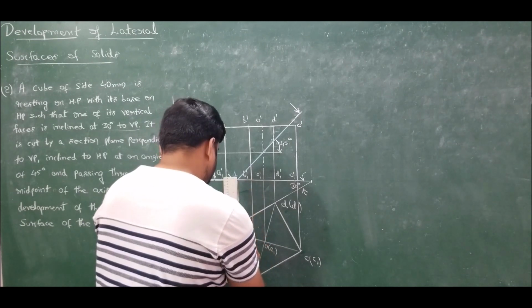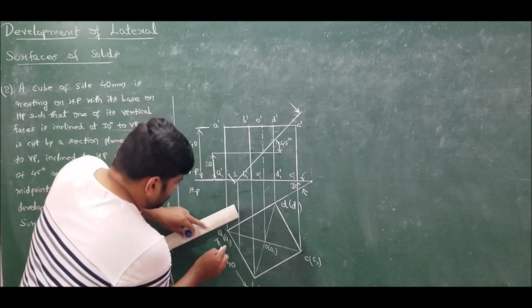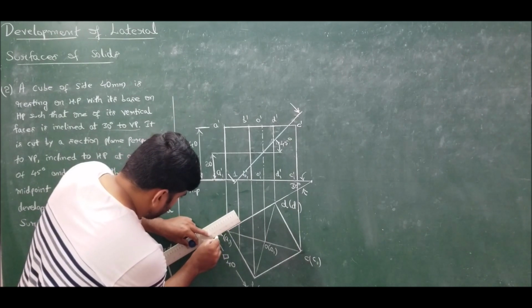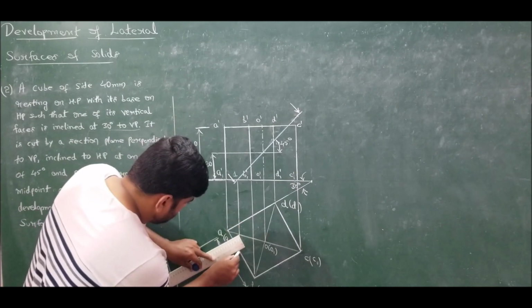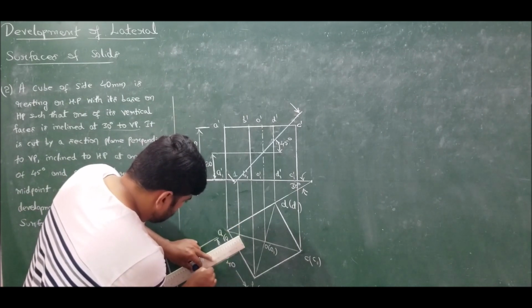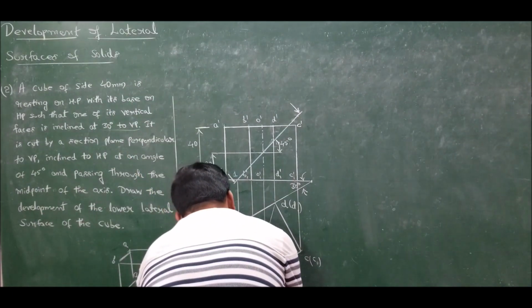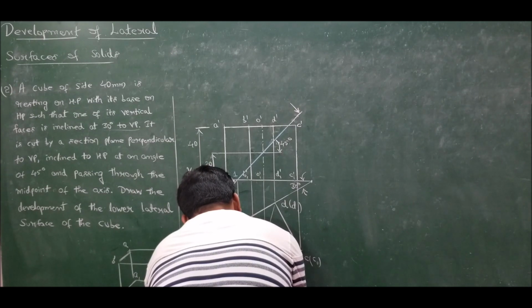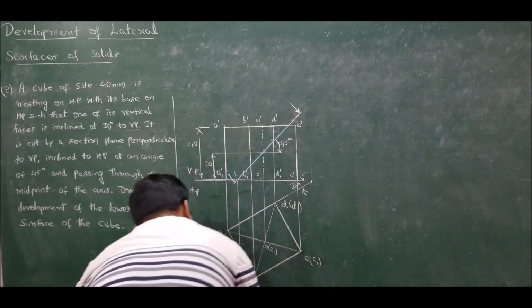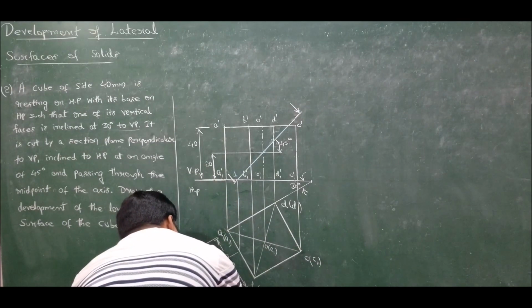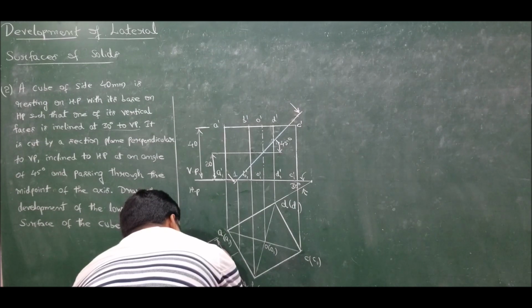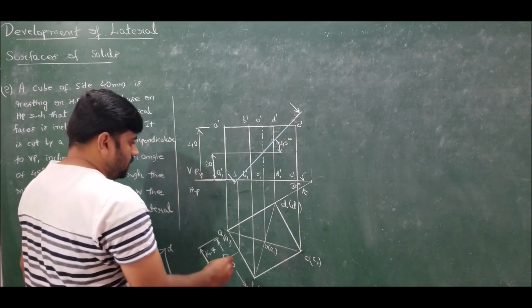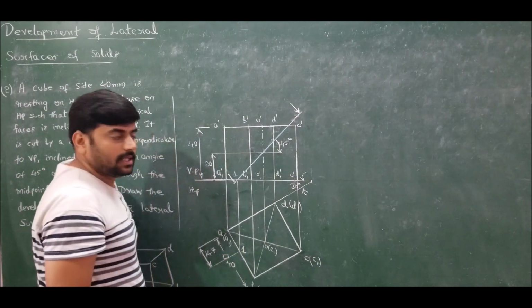If I take the projection to A to B and measure this length, so if I measure, I am getting it as 14.7. This is our 0.1. Done.